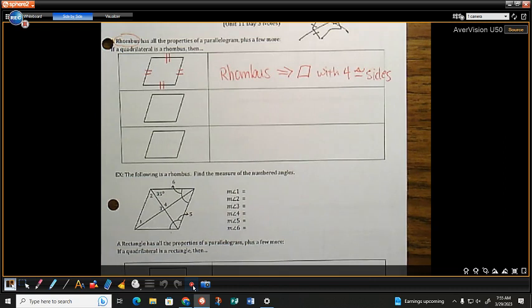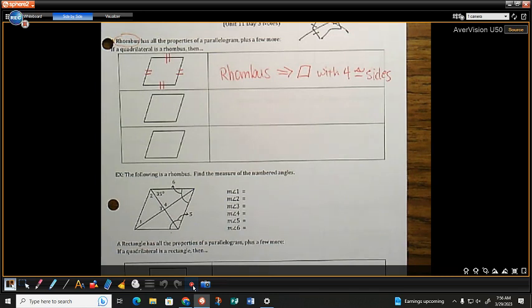Okay? And so what do you notice about the diagonals that's going to be true for every parallelogram? They're bisecting each other. So this side is congruent to this side. Cool. Now I'm going to turn it into a rhombus. Now all 4 sides are 1 foot long. The diagonals are still bisecting, aren't they?